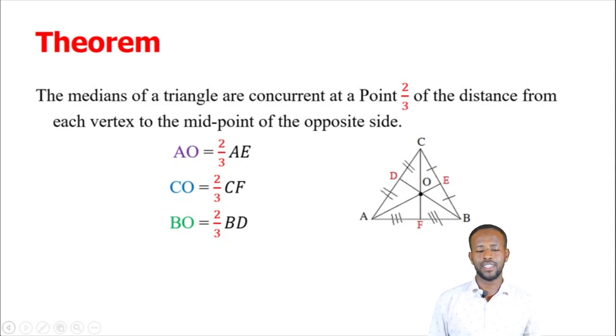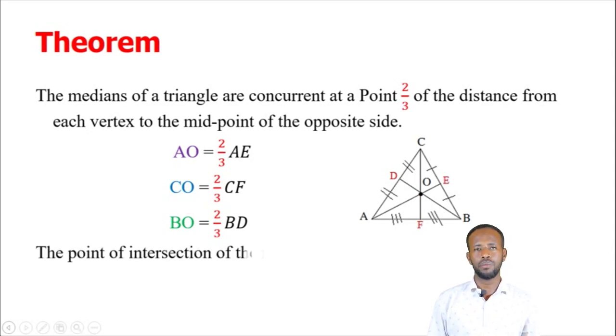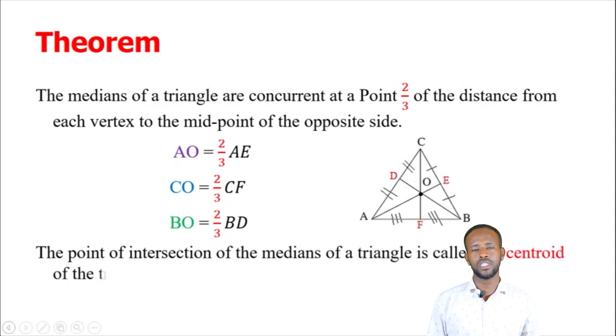Now, let us see. The point of intersection of the medians of a triangle is called the centroid of the triangle, the center of the triangle.